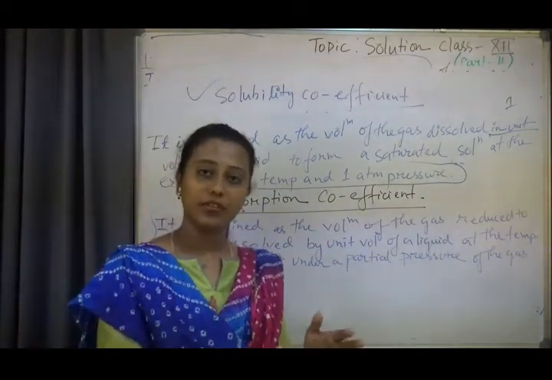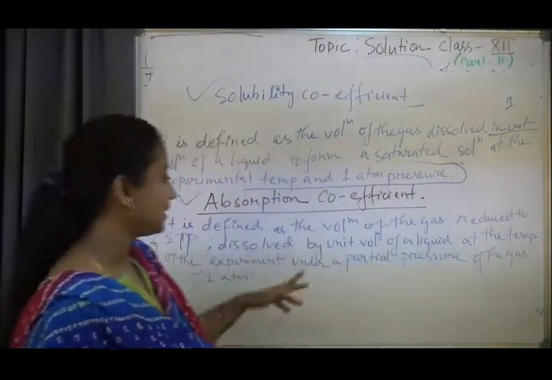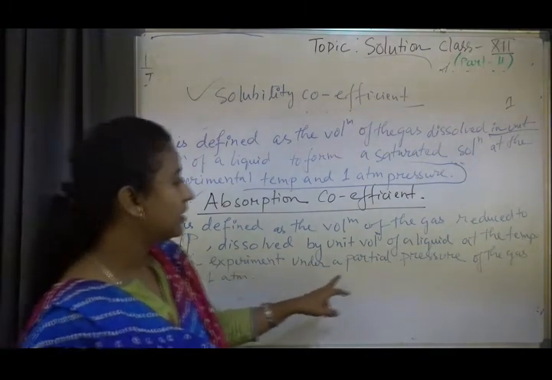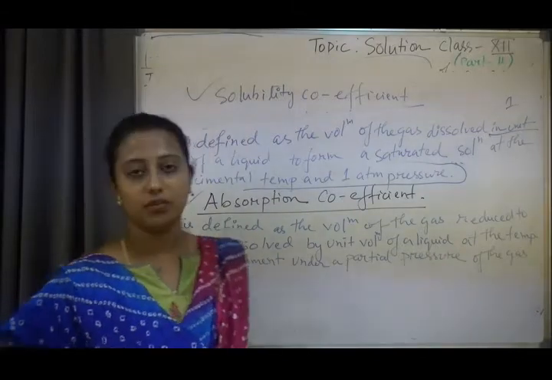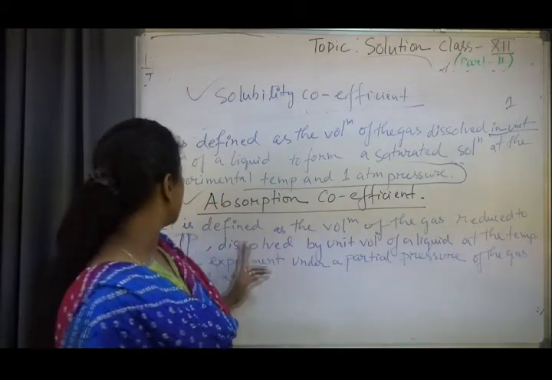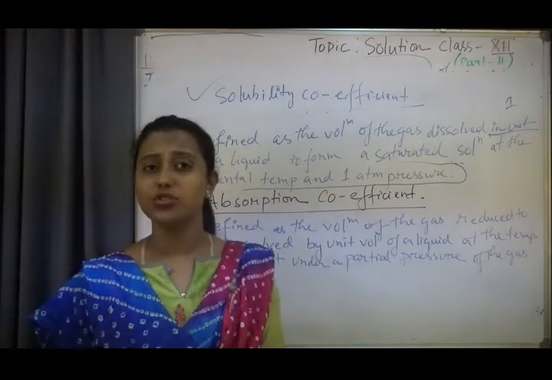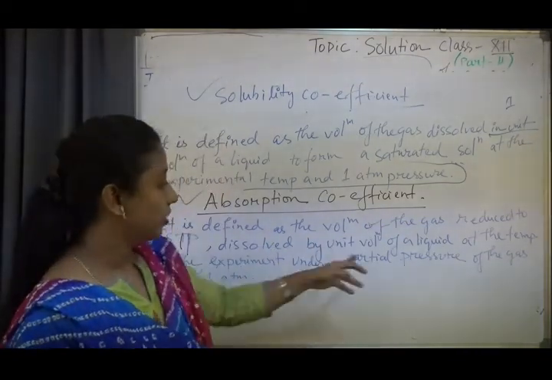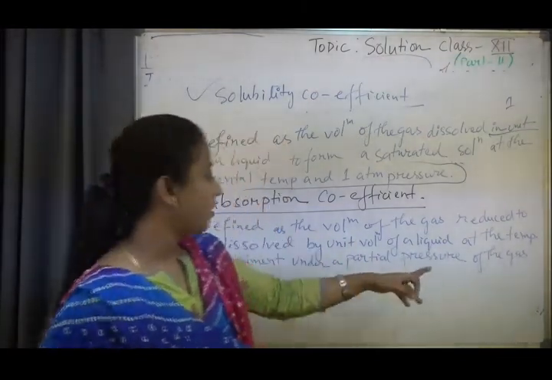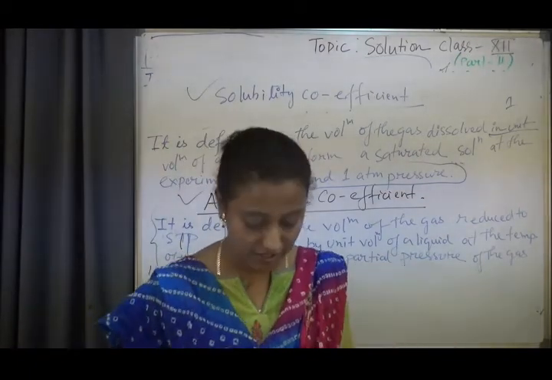So what does it mean? That the volume of the gas, reduced to STP, is dissolved by 1 unit volume of a liquid at the temperature of the experiment, under the partial pressure of the gas of 1 atmosphere.